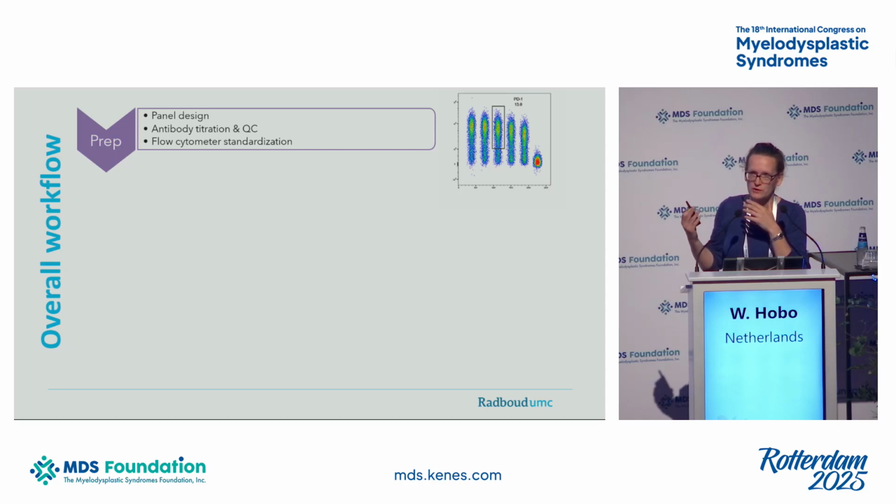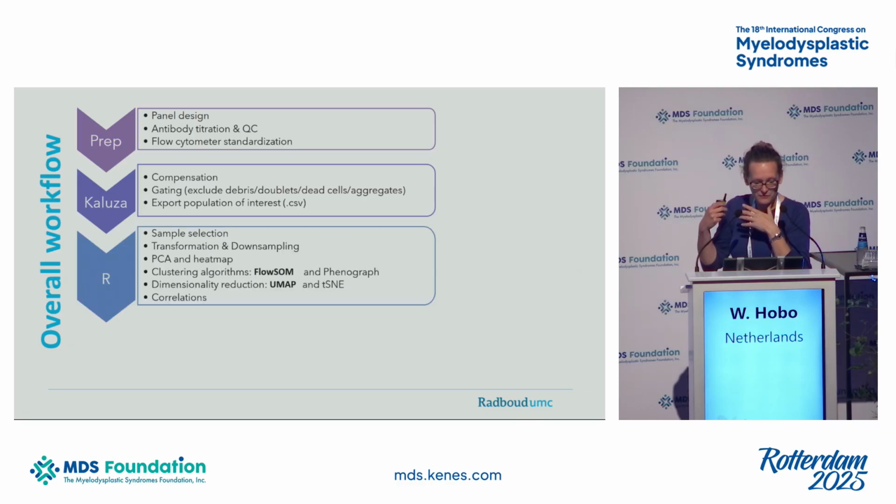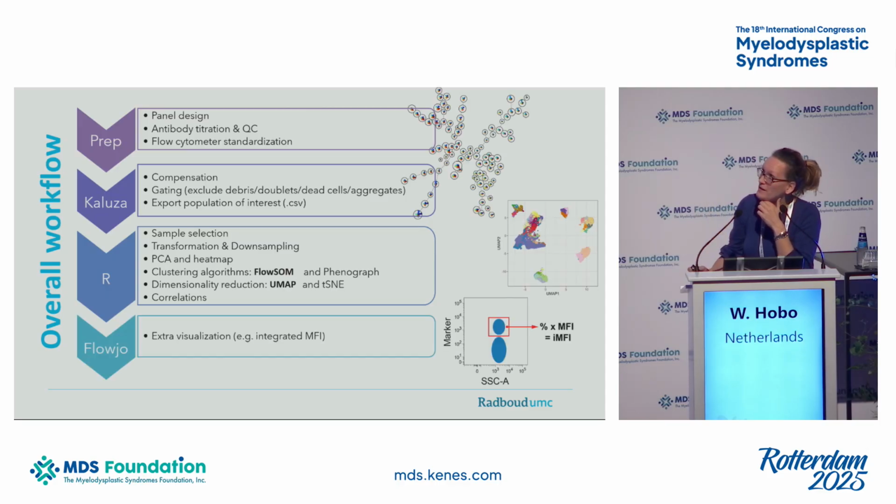But in order to do such kind of extensive analysis, you need a very good workflow. It all starts with good preparation, with the panel design, choosing the titers, quality control, machine standardization. Of course, then you continue with the analysis, compensating, gating, exporting populations of interest, then further sample selection, all kind of other quality controls, so transformation, downsampling, and then eventually you can do the clustering and dimensionality reduction analysis. And finally, you can also still apply some extra visualization steps.